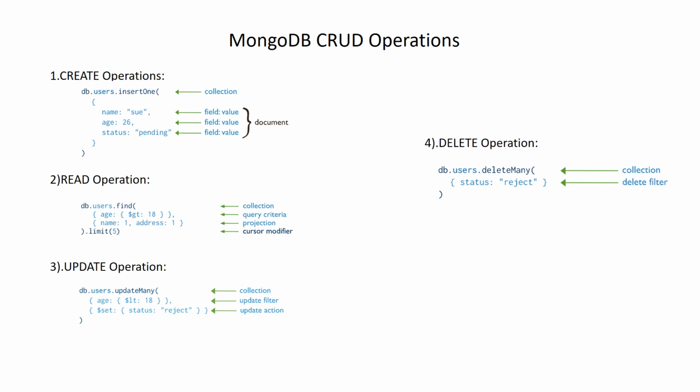Read operation retrieves documents from a collection. Find command is used to read the data from the collection. Third is update. Update operations modify existing documents in a collection. Update one, update many, and replace one commands are used to update the data. Delete operation removes documents from a collection.